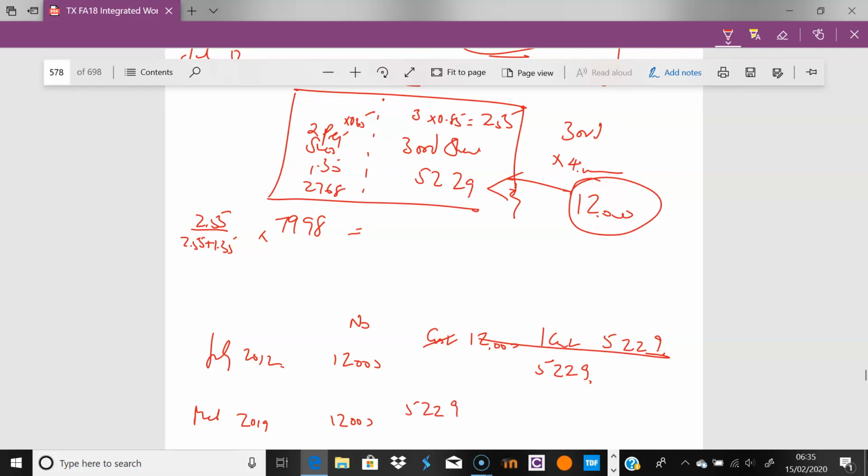Literally, what I'm going to do is take 5,229 times the inflation all the way till December 2017, and that's times 1.149. I'm just literally taking the whole thing up there. So 5,229 times 1.149 is 6,008.